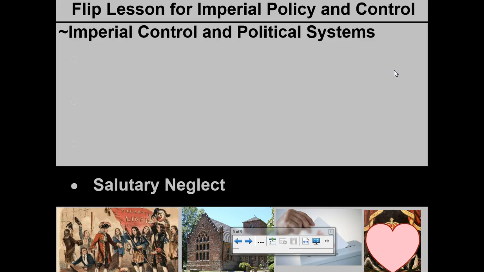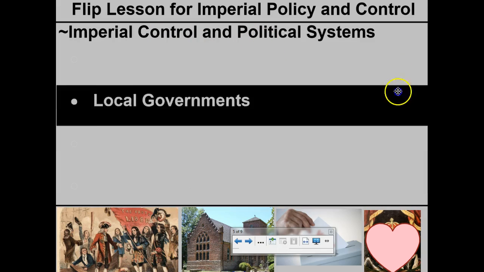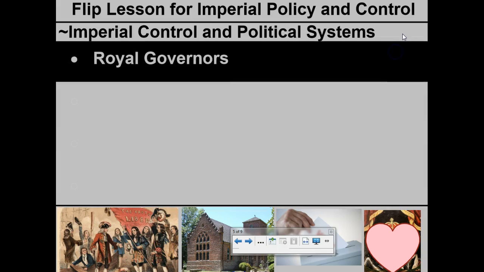So that's a little bit about the lack of imperial control of the colonial political systems. Hopefully we can start to see here how the American Revolution is going to spring up and why it's only going to take 12 years from the end of the French and Indian War until the shot heard round the world to occur, and how the American Revolution will be born.